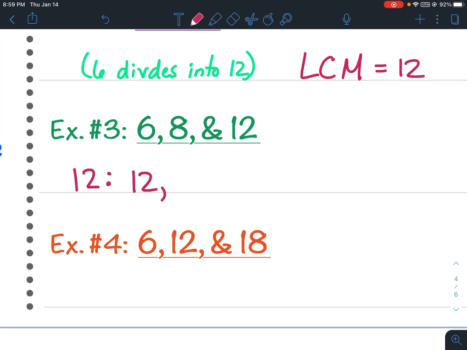The next multiple of 12 is 24. Does 6 go into 24? Yes, it does. Does 8 go into 24? Yes, it does. Therefore, we're done. Our LCM is 24.